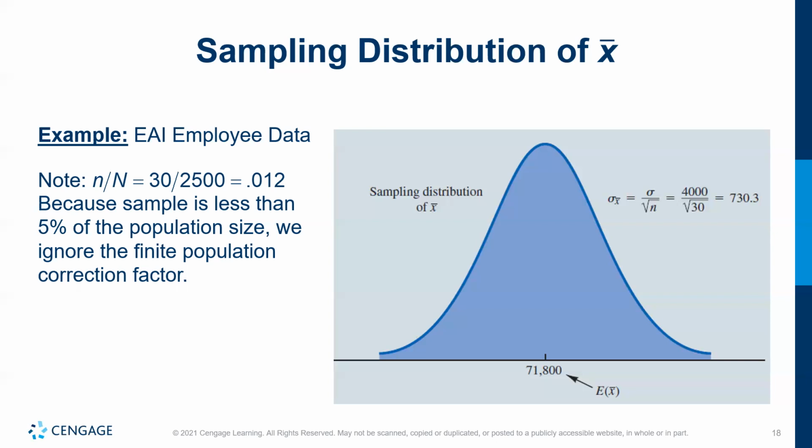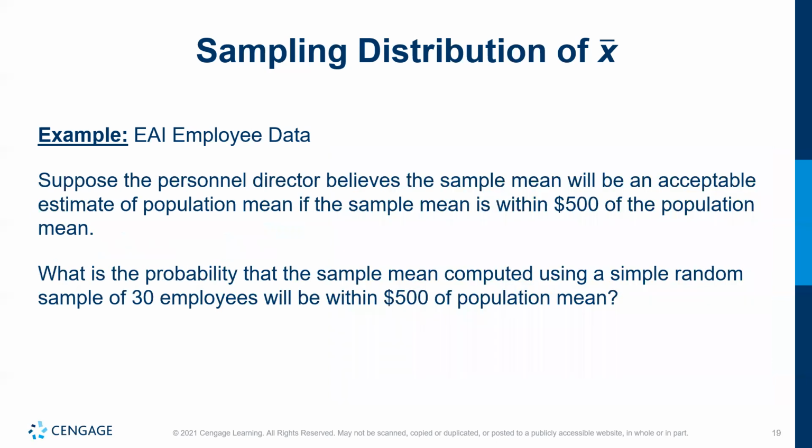Here's what our distribution ends up looking like. It's got a mean of 71,800. It's got a standard deviation of 730.3. Okay. And that unit is in dollars, right? Since it was the salary of those people. So right now, it says, suppose the personnel director believes the sample mean will be an acceptable estimate of the population mean if the sample mean is within $500 of the population mean. What is the probability that the sample mean computed using a simple random sample of 30 employees will be within $500 of the population mean?